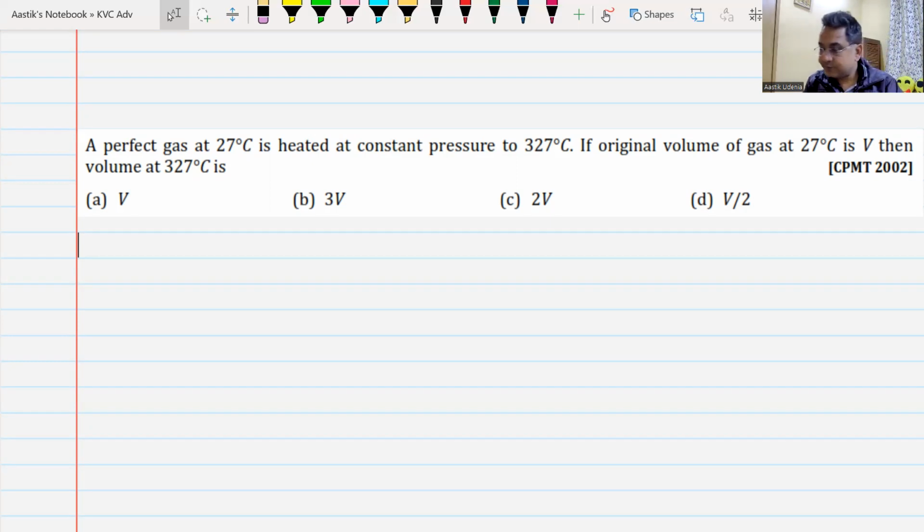Which option is correct? 1, 2, 3, 4. Option number 4. Temperature increases, volume has to increase. V by T is constant. Temperature has become twice, so the volume has to become twice, and the answer is 2V. Do we understand this? Next question.